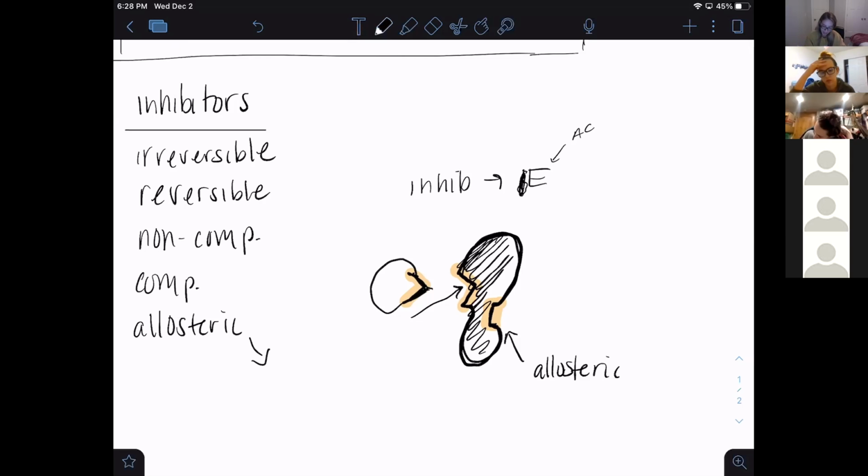So a non-competitive inhibitor would be like this. This could be your non-competitive inhibitor. I'll put non-competitive inhibitor. And he's obviously a square, and he can't fit in that site, okay? So it's not going to bind there to make that enzyme work, right? But it will still bind to an enzyme.